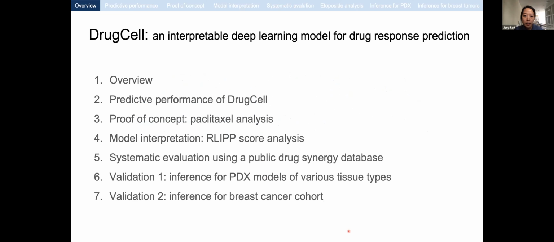So to implement the whole idea, we came up with a deep learning-based framework, which enables the analysis of cell mutations at the pathway level. We call this framework DrugCell, and I will introduce it in the following order. I will first present the overview of the DrugCell framework and show you the predictive power of DrugCell. Then I will present our proof of concept analysis using paclitaxel and how we interpreted the model's prediction. And then I will talk about two studies that validate our findings via DrugCell.